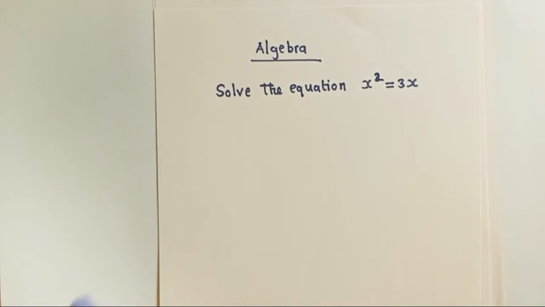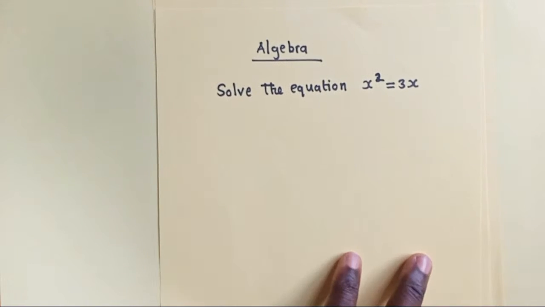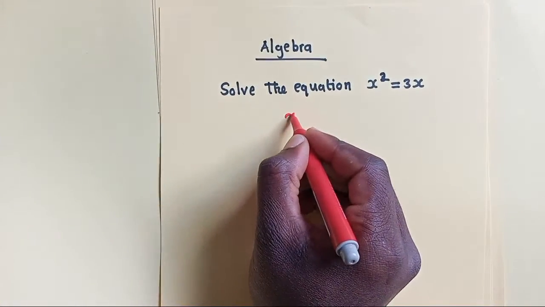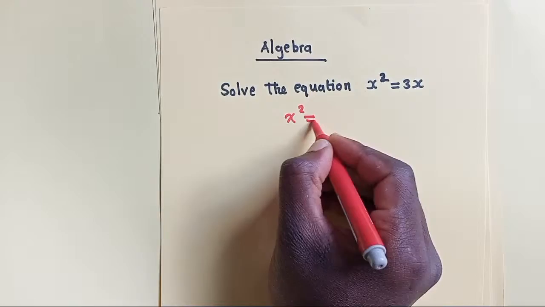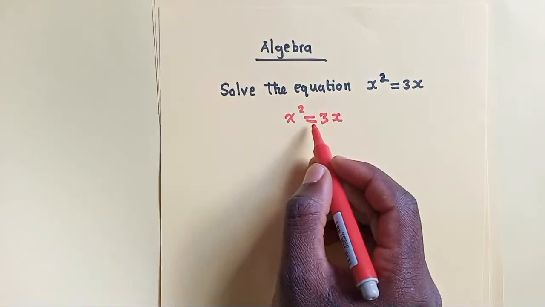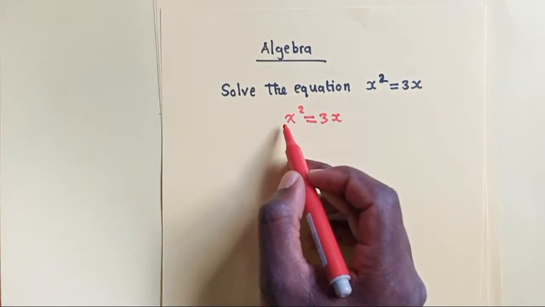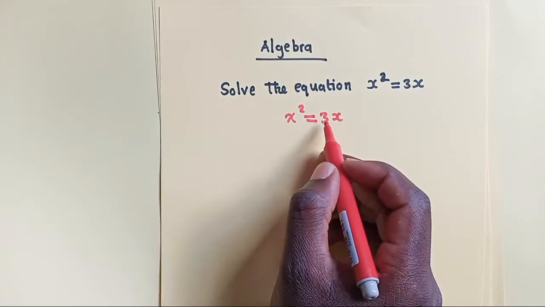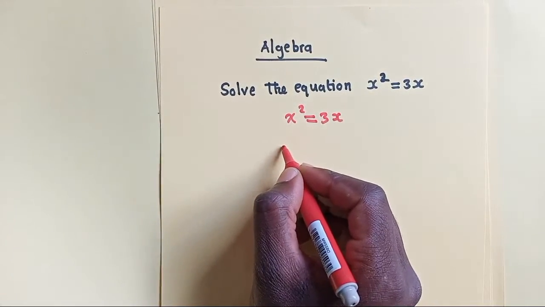So here we've got this equation, okay? And they're saying we solve. So we need to find the value of x. So x squared is equal to 3x, okay? So what do you do here? Please don't make a mistake of dividing by x both sides. No. So what you need to do is to arrange.